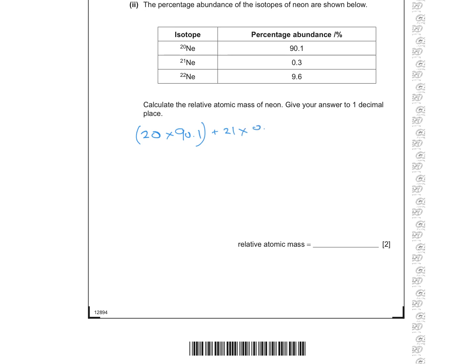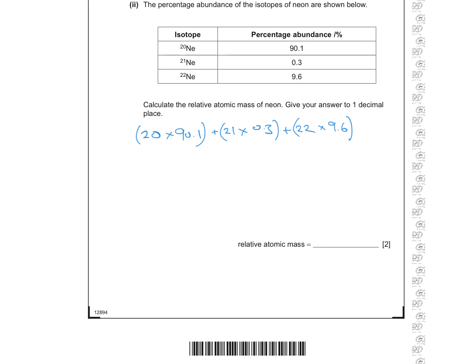So 0.3% is neon 21. And then I'll add on the total number of the neon 22 isotopes. So that's the isotope 22, and 9.6% of all of the neon is neon 22. So now I'll add all of that up.